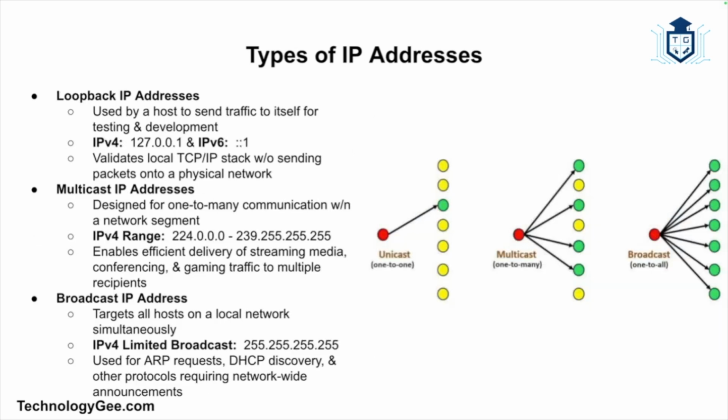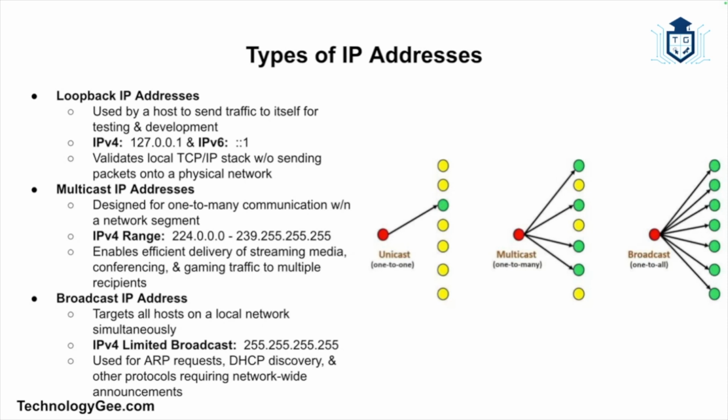There are also loopback IP addresses, and these are used to test network interfaces and software within a device. And the most common loopback address is 127.0.0.1 for IP version 4 and ::1 for IP version 6. And then we have what are called multicast IP addresses, and these are used to send data to multiple devices simultaneously. They are commonly used for streaming media and online gaming.